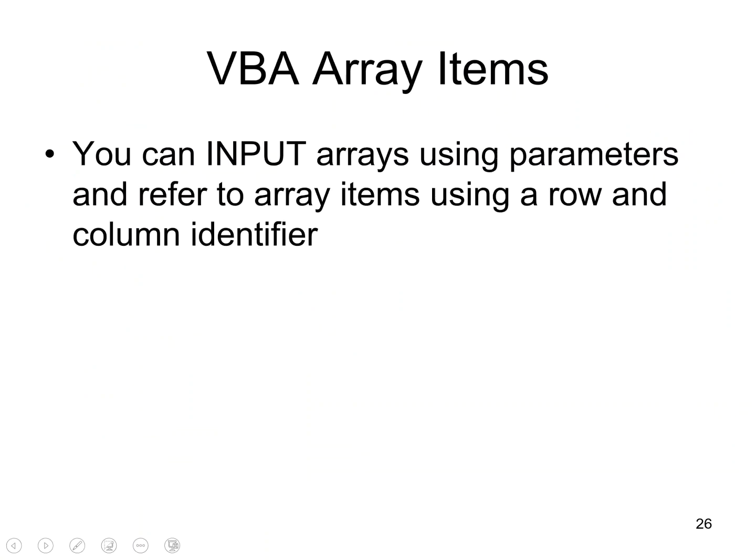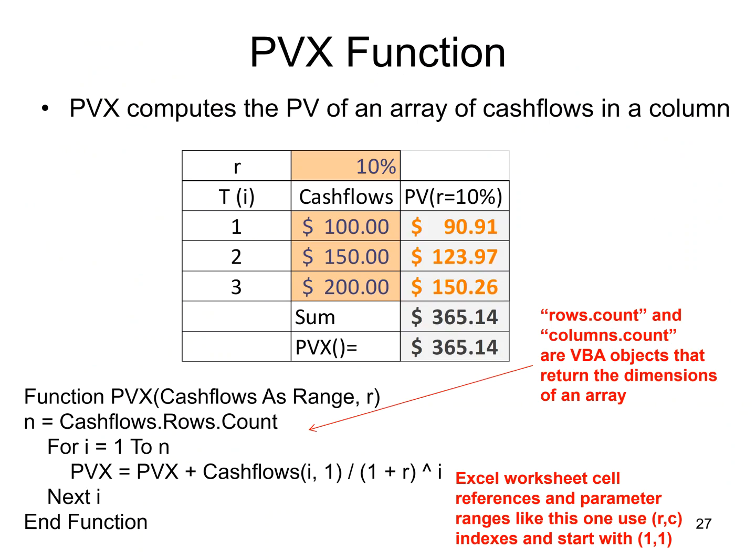Now let's talk about referring to arrays that you've input as a parameter inside the program. So here's another program. This program is called PVX. It has 2 parameters, cash flows as range. In this case, it's just going to be 3 random cash flows I make up, and R, a discount rate. And what this program is going to do is take the present value of a series of cash flows in a column, which are entered as a parameter.